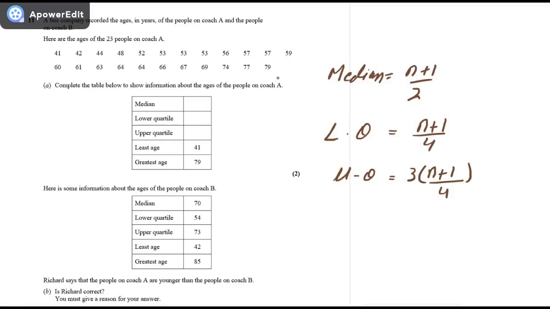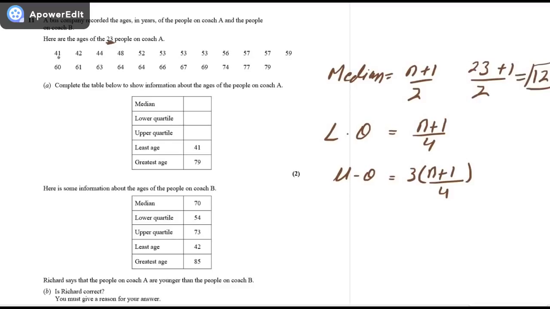So to find the median, we need the data in order, which is already written in order. n is the total number, which is given as 23. So we do 23 plus 1 divided by 2. This is 24, and 24 divided by 2 is 12. So the 12th number is going to be our median.